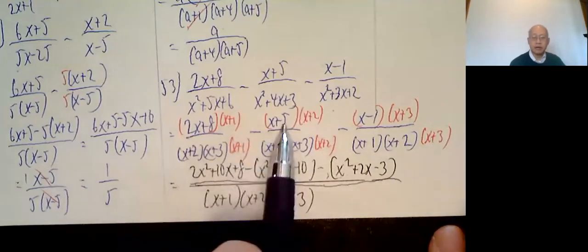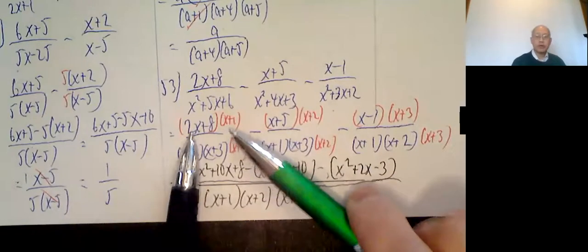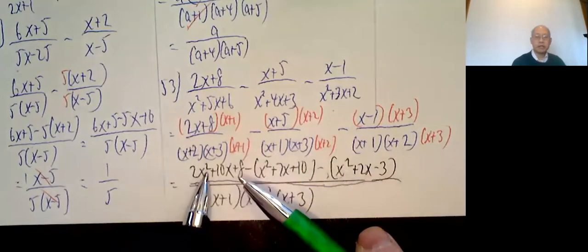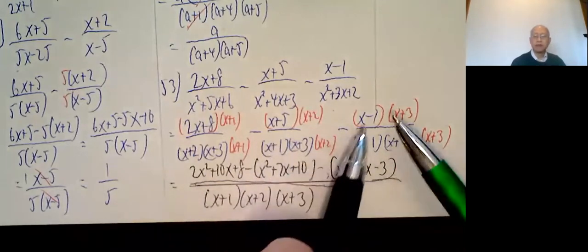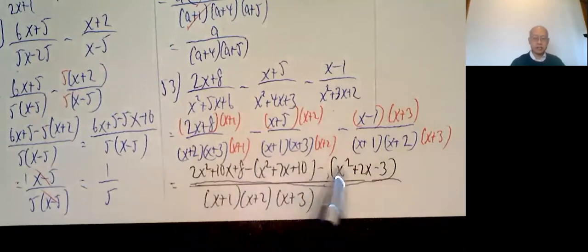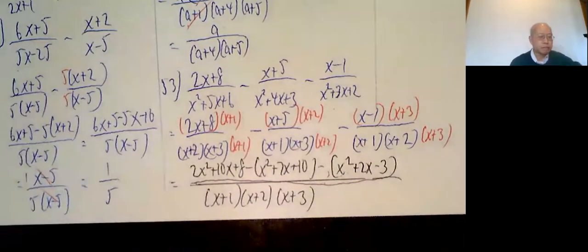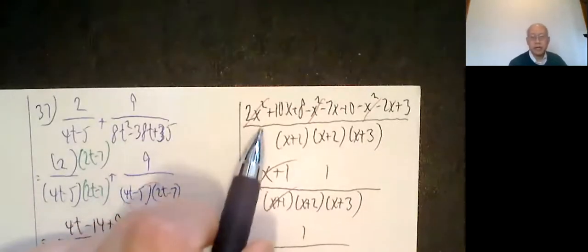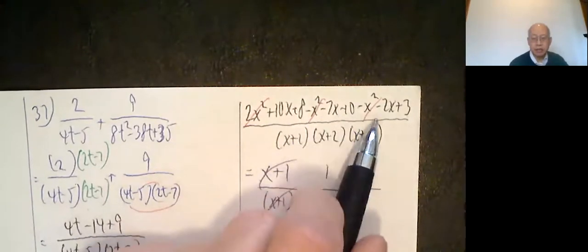Okay, multiply that out, multiply that out, multiply that out. FOIL. So FOIL that out, 2x squared plus 10x plus 8. FOIL that out, x squared plus 7x plus 10. FOIL that out, x squared plus 2x minus 3. This one has a minus parentheses, so I'm going to distribute the minus: minus, minus, minus, minus, minus, plus. Okay, so that comes out to be 2x squared plus 10x plus 8 minus x squared minus 7x minus 10 minus x squared minus 2x plus 3.